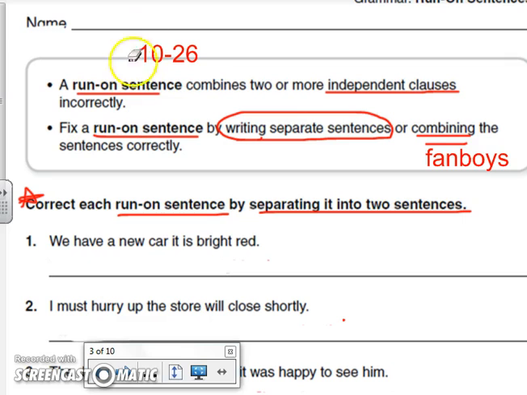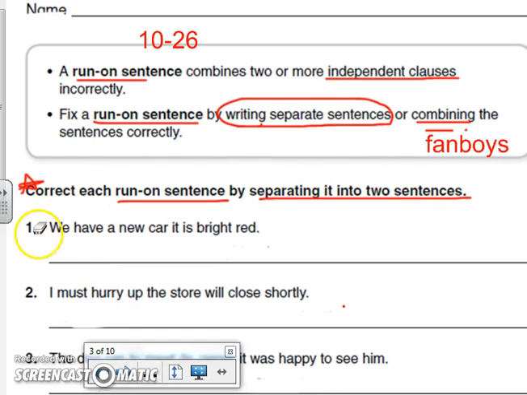A run-on sentence combines 2 or more independent clauses incorrectly. Fix a run-on sentence by writing separate sentences or combining the sentence correctly. Or use fanboys. That's why Ms. Nabalski has that right there. So I can either make 2 independent clauses and end each with a period, or I can just combine them and use a fanboy. For, and, nor, but, or, yet, so.